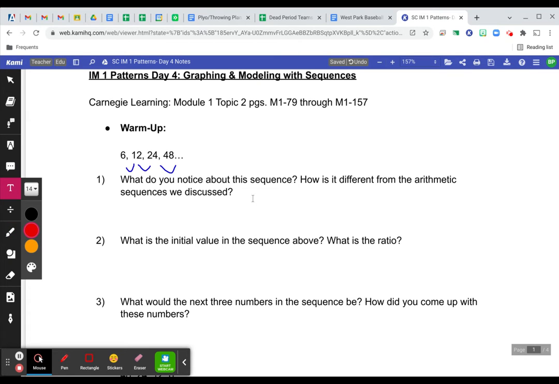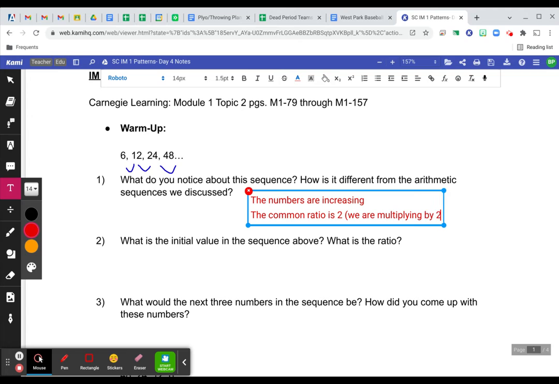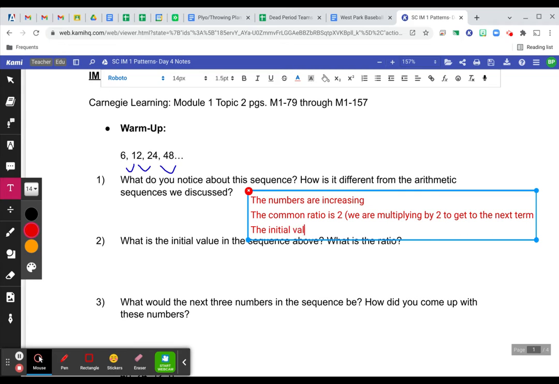So when asked, what do you notice about this sequence? Some responses that happened in class were the numbers are increasing. Some others said the common ratio is 2, or in other words, we are multiplying by 2 to get to the next term. Others said the initial value, or the first term, is 6. And actually, we just answered number 2, didn't we? The common ratio and the initial value.